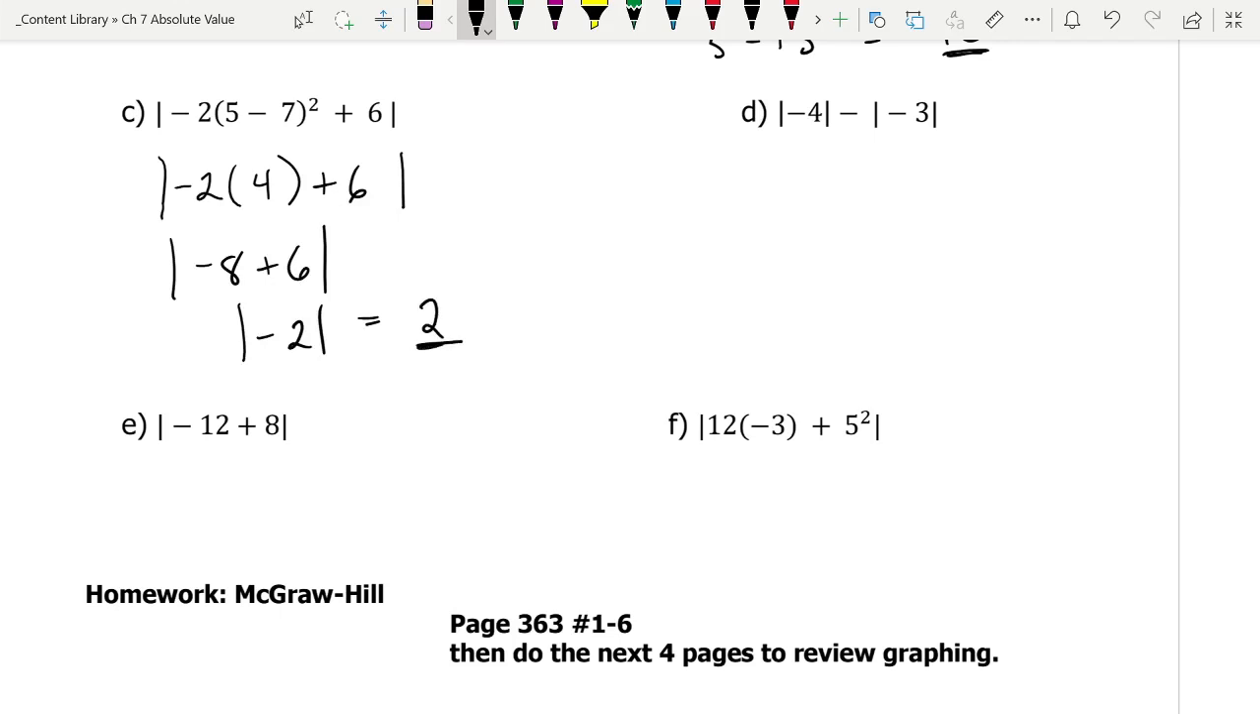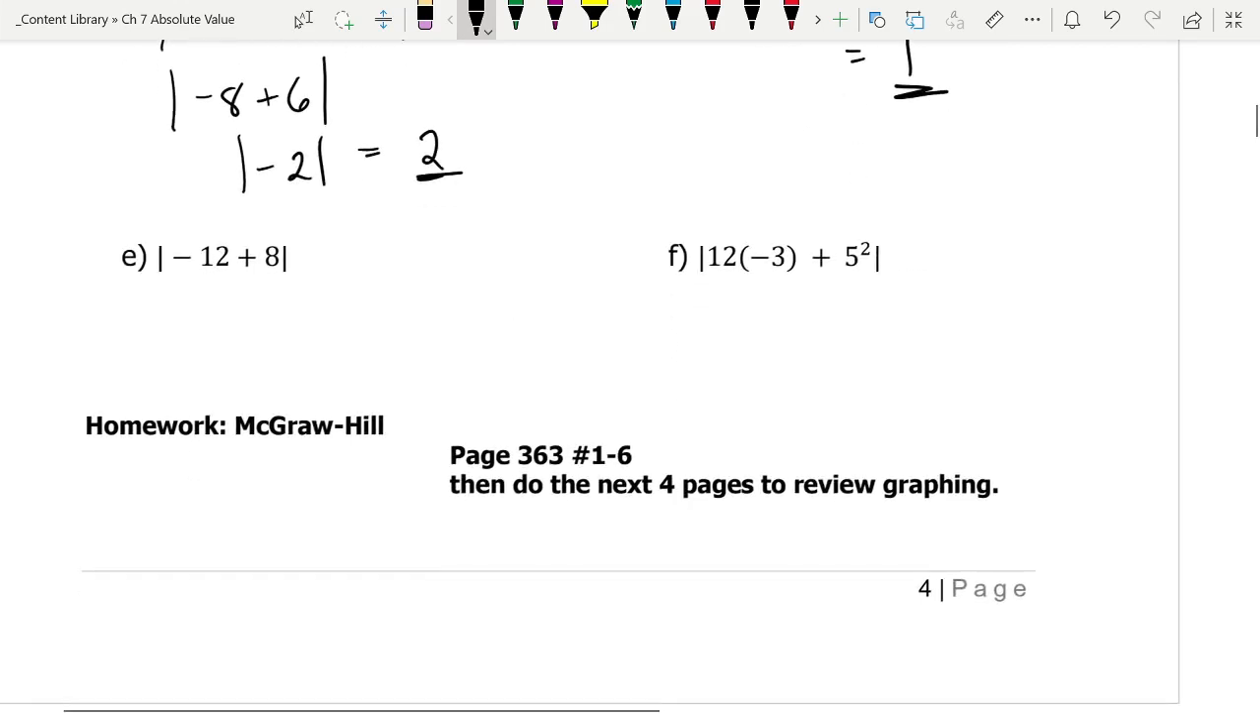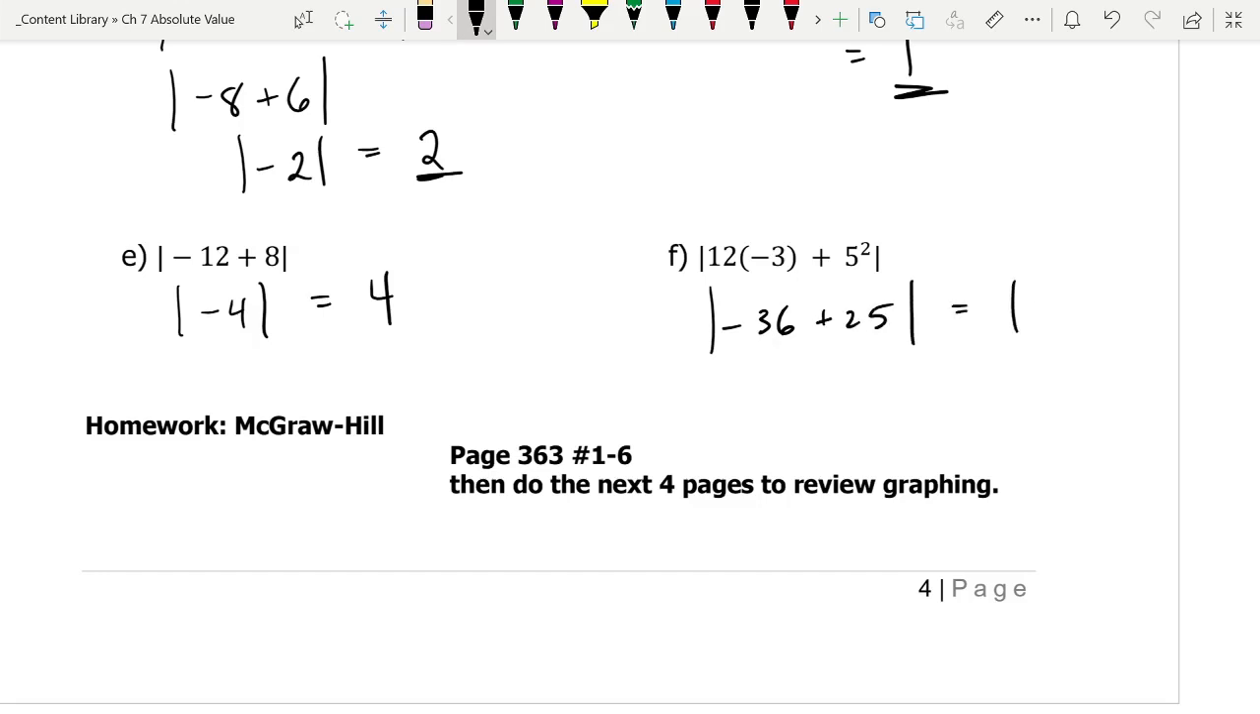How did that one go? All right, this one here, there's nothing to do in the bracket, so I just apply the rule of the bracket, which means the negatives go away. So that one's just 1. Okay, and then this one, same deal. Do what's inside the bracket, which makes that a negative 4. Then apply the rule of the bracket, which makes it a 4. And then on the last one, I'd have negative 36 plus 25, which would be negative 11, but that's inside an absolute value bracket, so that's going to be just 11.